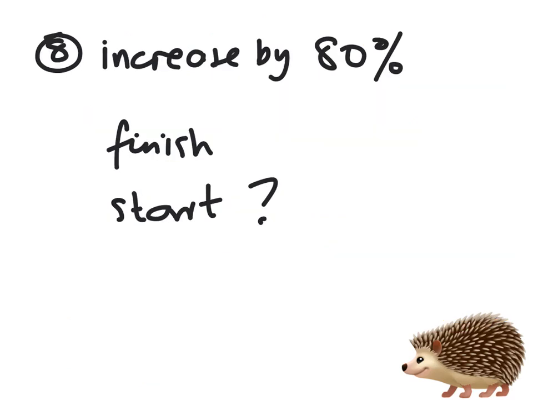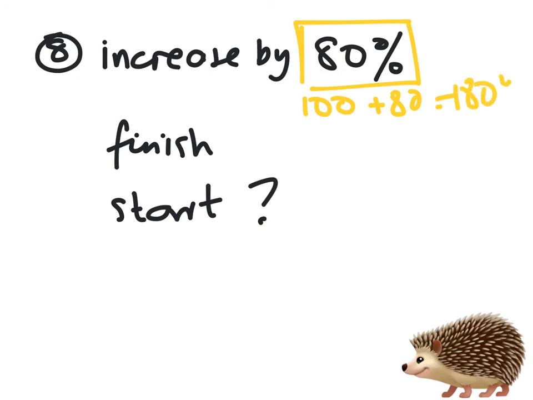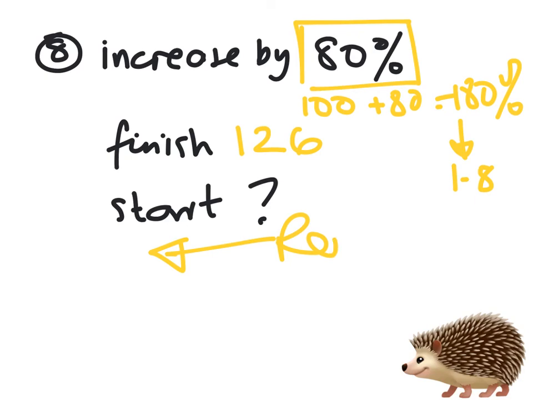Last question, 8. The heartbeat increased by 80%, so that's 100 plus 80 is 180%. Turn that into a decimal, 1.8. We know the finishing heartbeat was 126. So what did it start? So we're going back in time, so that's going to be a reverse percentage. So that's 126. You know what sum to do when it's a reverse to get your final answer.